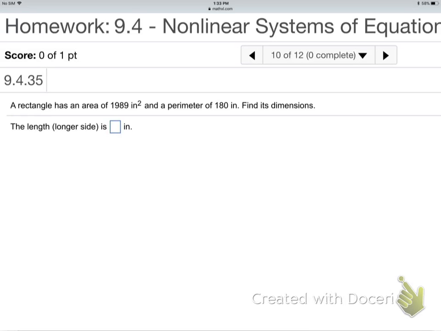Your rectangle has an area of 1989 square inches and a perimeter of 180. Find this much. So let me try to link L and W, length and width. You want 2 equations. One of them is for area, one of them is for perimeter. This is for a rectangle.